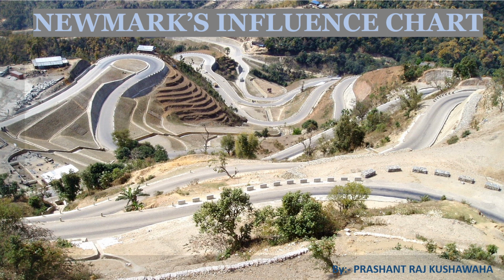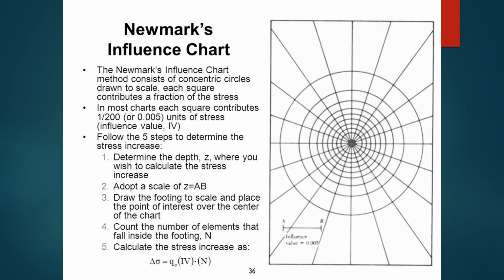Today I am here with a new topic, Newmark's influence chart. So let us talk about this Newmark's influence chart. It is a method consisting of concentric circles drawn to scale, and each square contributes a fraction of stress. In most charts, each square contributes 1 in 200, or 0.005 units of stress.